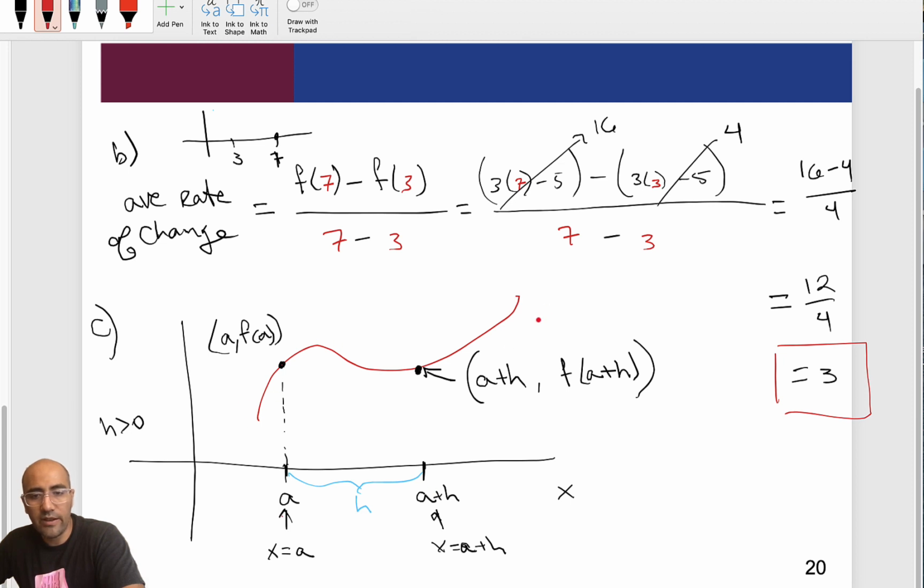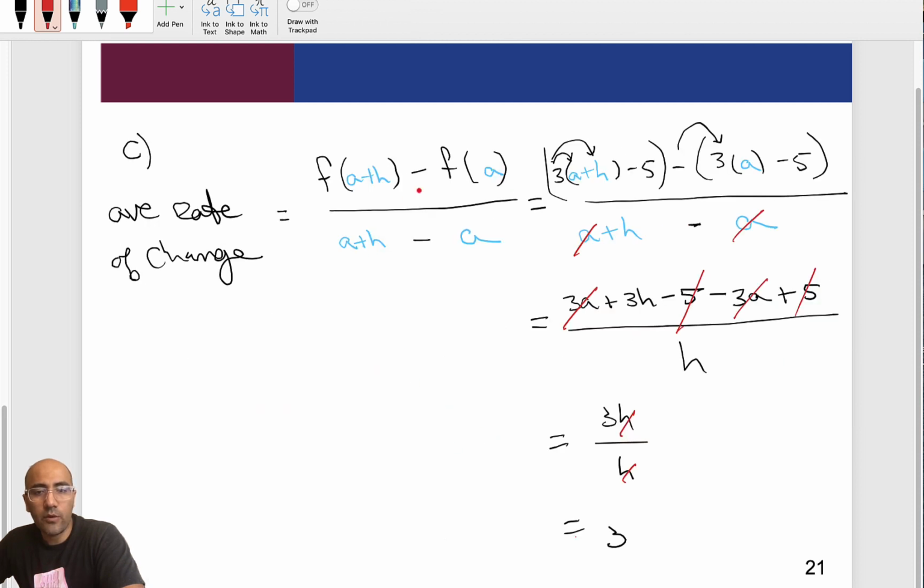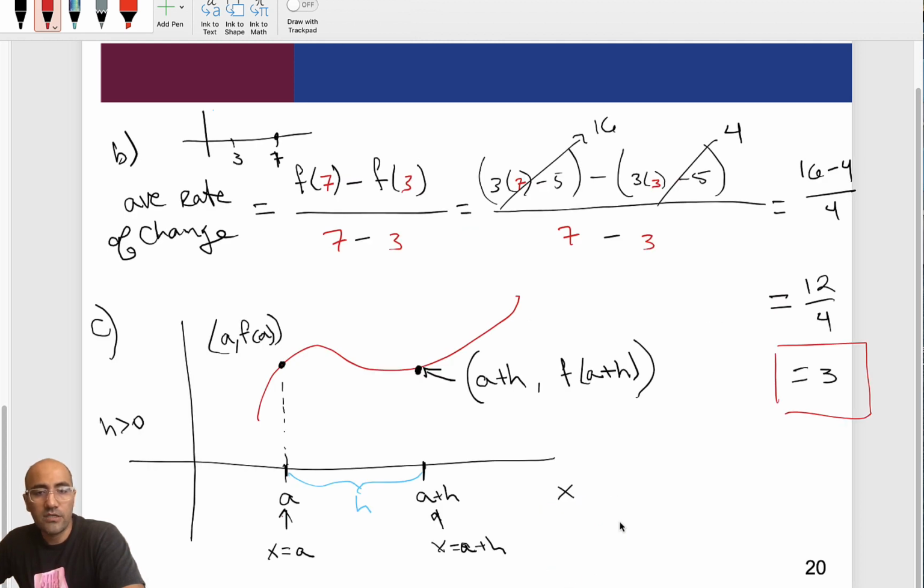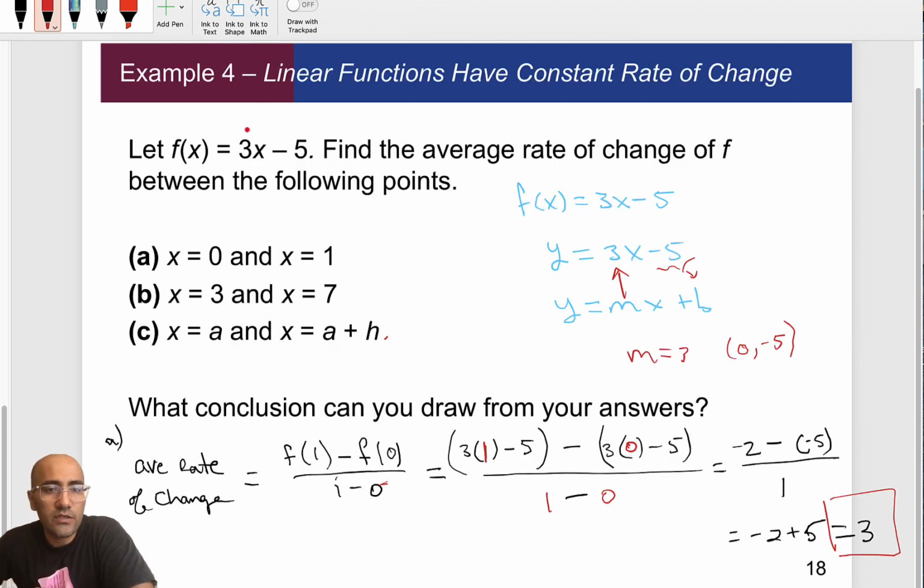Of course, this is just some random function. It's not necessarily the function that we are working with. But then we plug it into our equation, work it all out, distribute, cancel, reduce, and we still end up with the same value of 3, which is all associated to this value in our equation, which is the slope. So of course, the average rate of change between any two random points on the line is going to be equal to 3, which is exactly equal to the slope of the line.